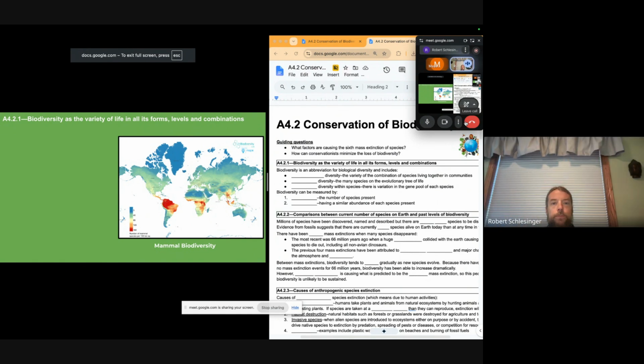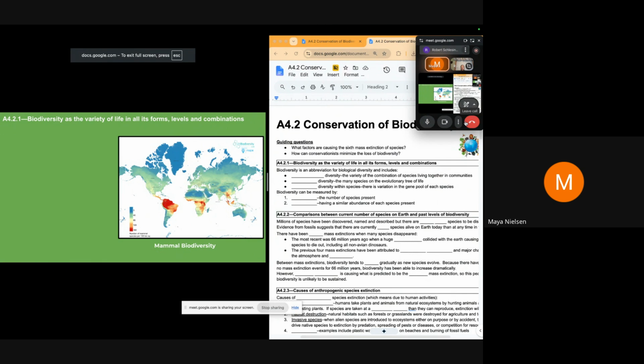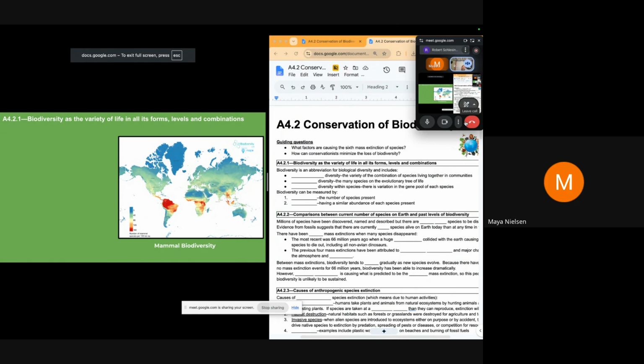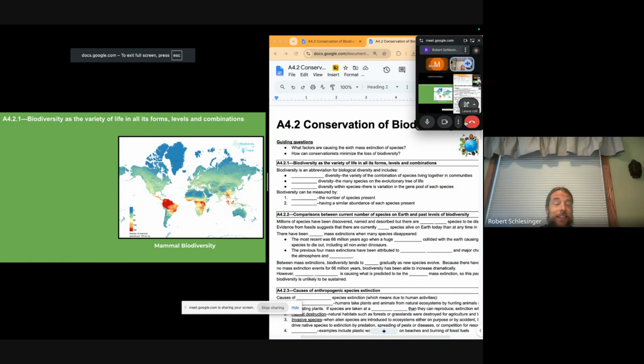All right. So let's talk about the three different types of biodiversity. Do you have any idea or any guesses as to what those three types of biodiversity might be? Species, genetic, and something else that starts with like bio, I think. Close. Species, genetic, and ecosystem diversity. So you nailed it.